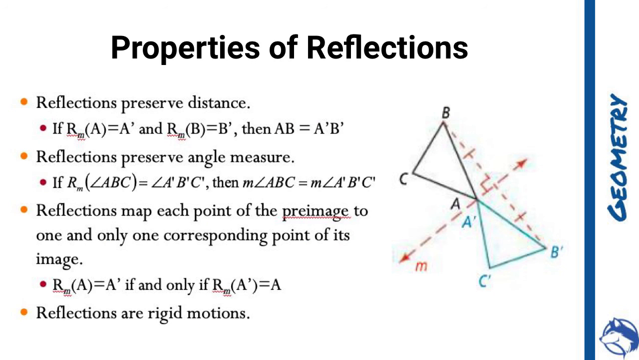Here are just some general properties of reflections. Reflections preserve distance. So if R sub M of A is equal to A prime, and R sub M of B is equal to B prime, then AB is equal to A prime B prime. That's just saying that this is indeed a rigid motion. The same thing where it preserves angle measure, and it maps each point of the pre-image to the image, and it only corresponds to one exact location. If you remember what a rigid motion is, that sums up everything above.